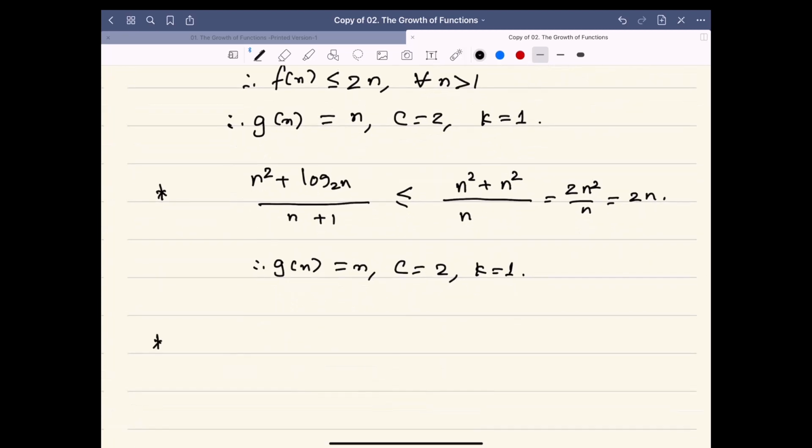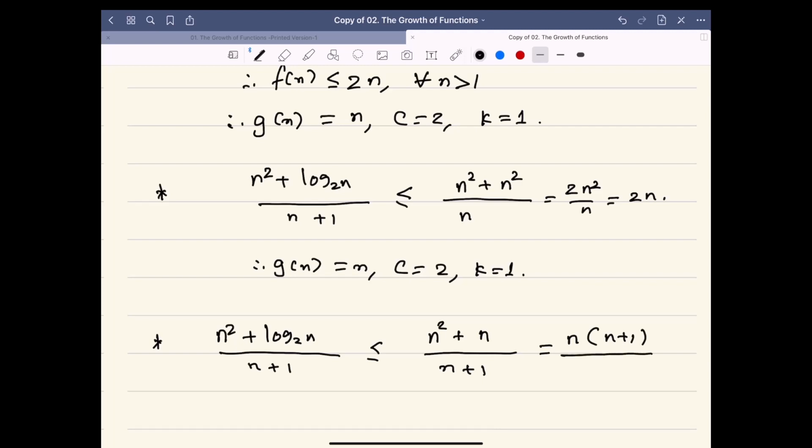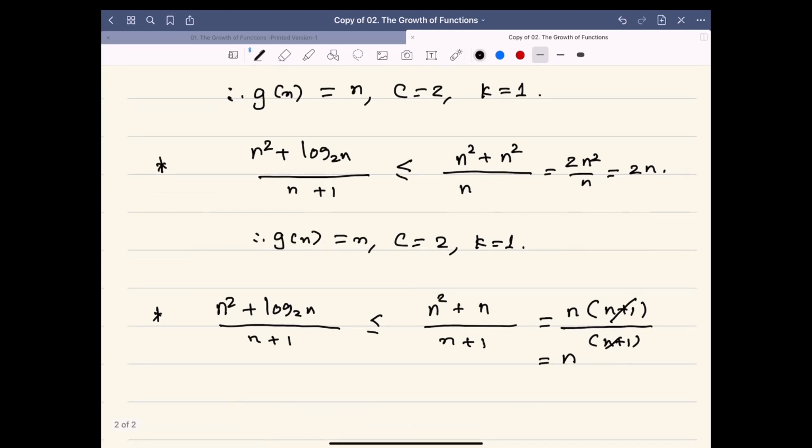And the third approach: n square plus log 2n over n plus 1. I will keep the denominator as it is, I'm not going to change it, but I'm going to replace log by n. And here when you take n common, you will have n plus 1 over n plus 1. These will cancel, so this is equal to 1. So here we have g of n is equal to n, and c is equal to 1, and k is equal to 1, so we have different witnesses.